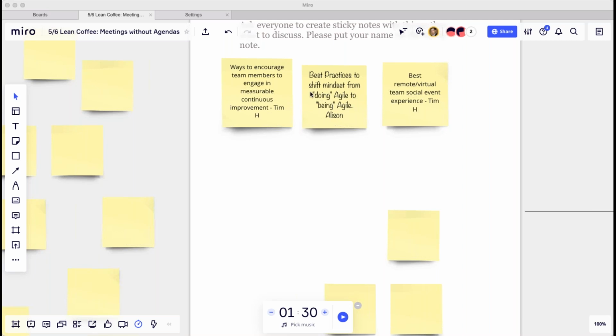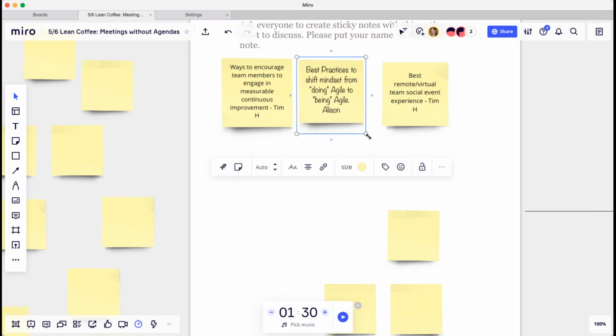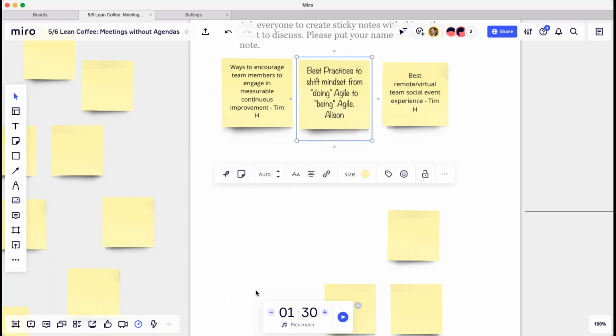All right. It looks like Allison put on best practices to shift mindset from doing Agile to being Agile. Allison, would you like to tell us a little bit about your situation here? Hi, thanks.